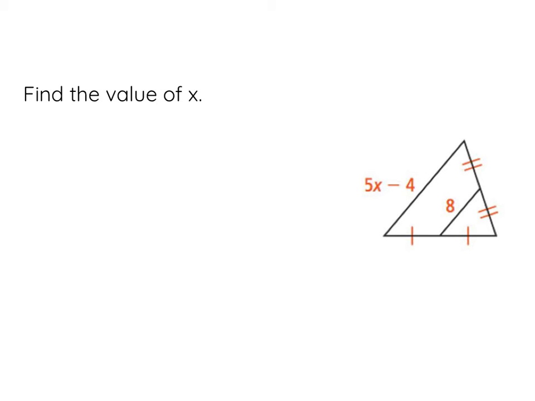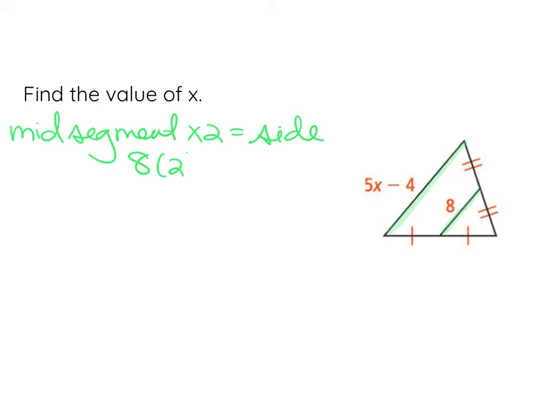Okay, we're going to see a lot of these with variables in them. It's a good opportunity to practice our algebra. So again, here's my midsegment, here's the side that it's parallel to, so they have a relationship. I know that if I take the midsegment times 2, it's going to equal the side. So I'm just going to plug in what I know. The midsegment is 8 times 2, and that has to equal that 5x minus 4.